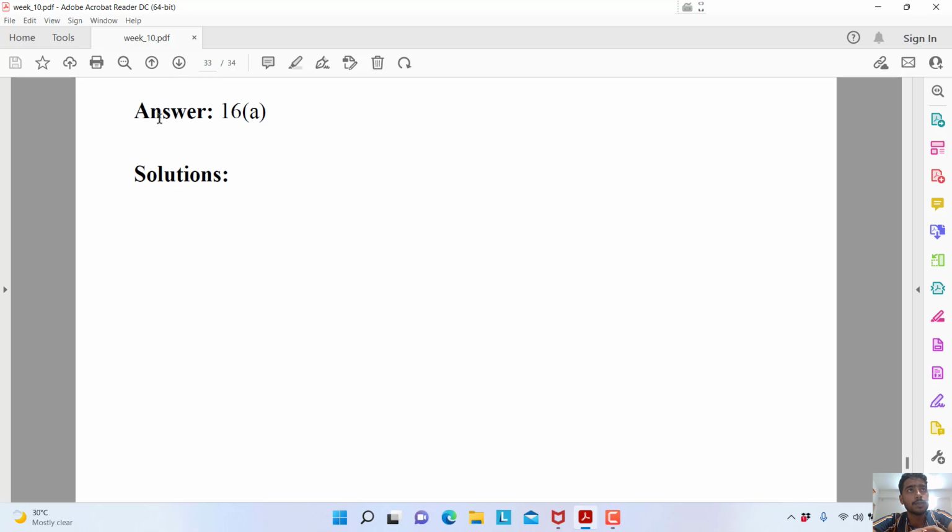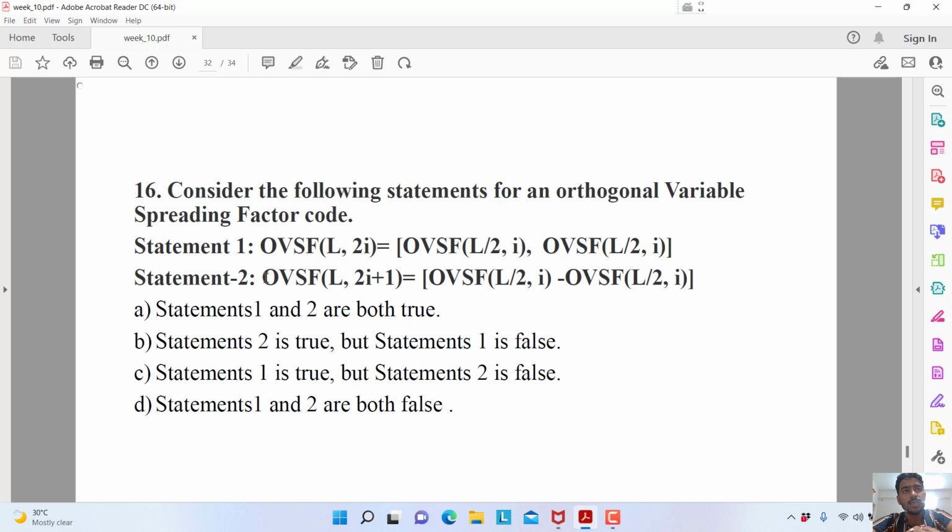So the answer is A, the right option, where both statements are true.